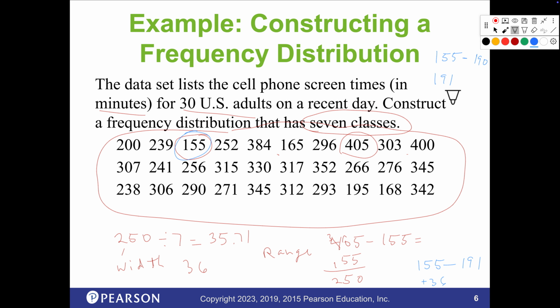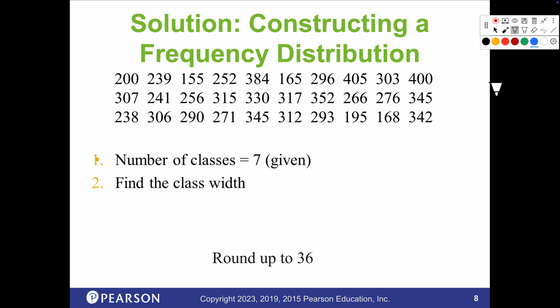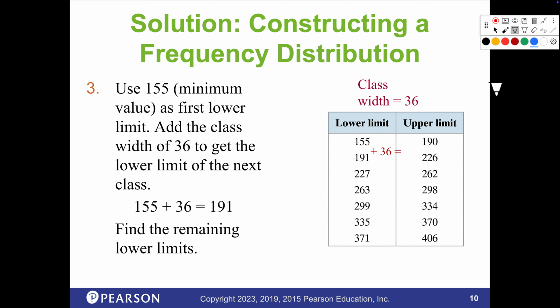Okay. We add 36 to this one, and we will get 7. 3 plus 9 is 12. Carry the 1, 227. And then the top end of this one is 227 minus 1, 226. Okay, so you could sort of start making your classes that way. So you just add the 36 to get to the lower limit of the next one, subtract 1, and we've got our 190. You'll see you could get all the classes.